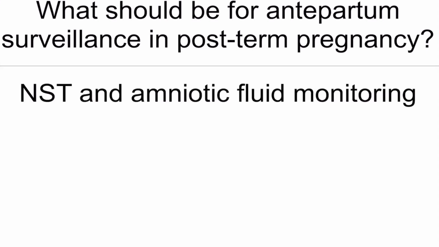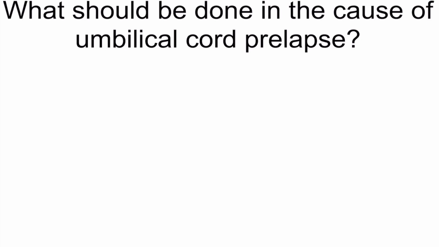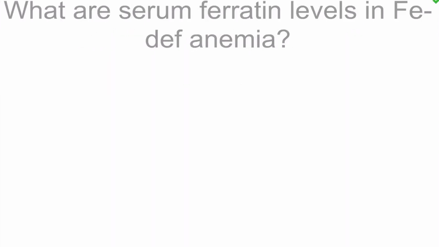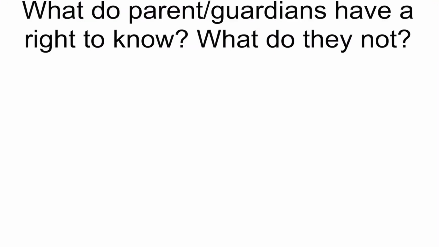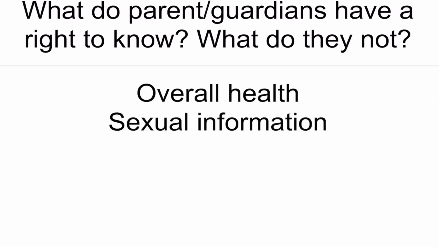NST and amniotic fluid monitoring. What should be done in case of umbilical cord prolapse? C-section. What are serum ferritin levels in iron deficiency anemia? Low. What do parent guardians have a right to know, and what do they not? Overall health and sexual information. They don't have a right to know the kid's sexual information.